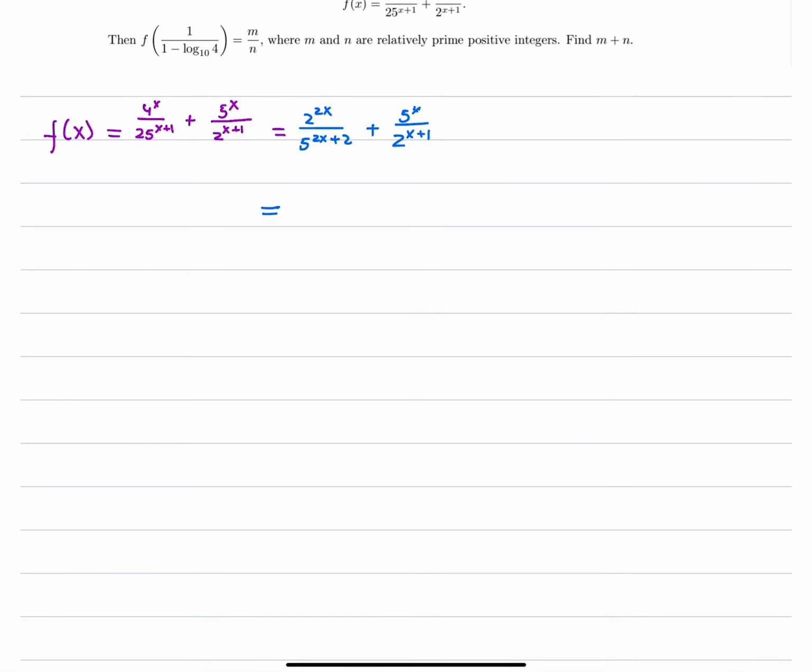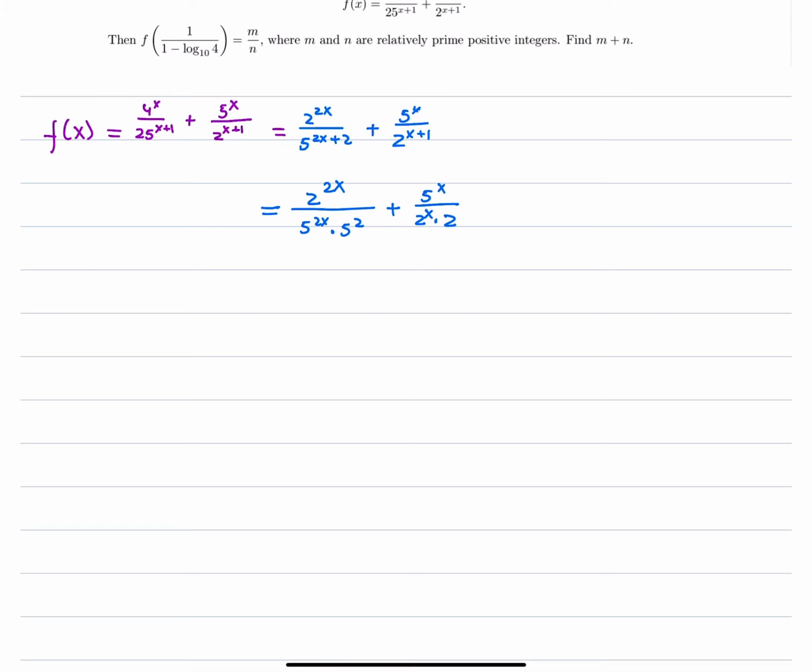Then I can write the first part as 2 to the power of 2x divided by 5 to the power of 2x times 5 squared, and the second part as 5 to the power of x divided by 2 to the power of x times 2.